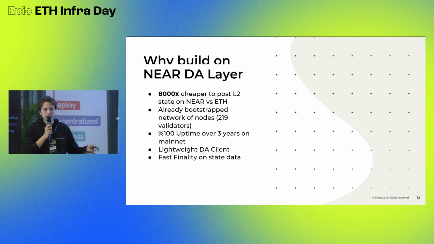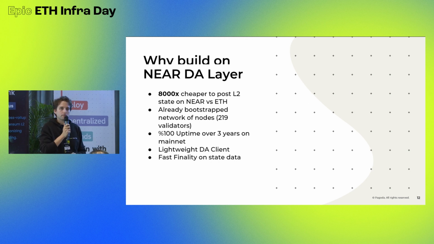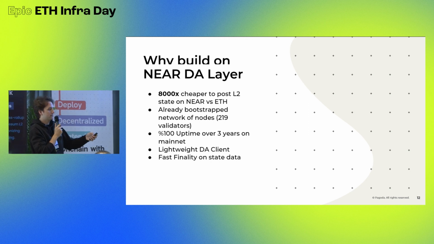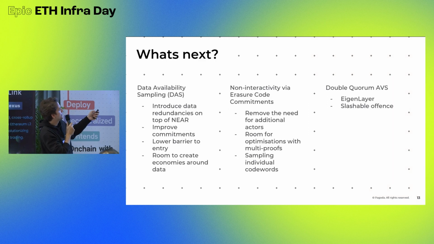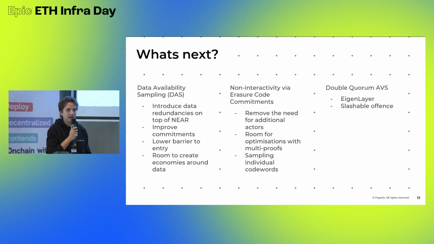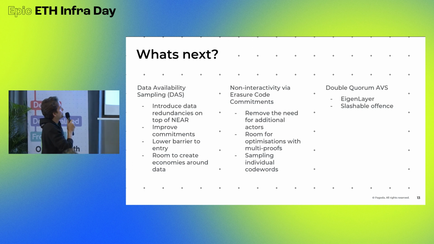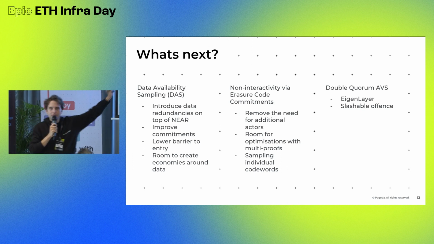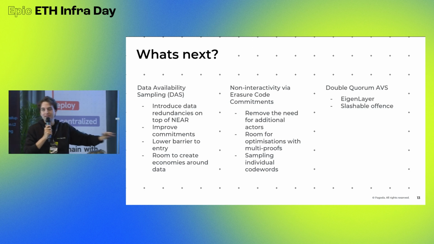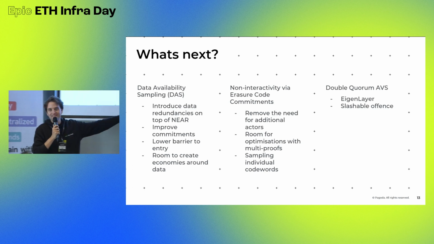We created a really lightweight DA client that you can just push into your L2 node so that you can use it directly, and fast finality on state. So this is very exciting for me. What are we going to do next for NEAR DA? This is not a full commitment, it's very much roadmap-y, what we think we're going to do. It could change anytime, right?